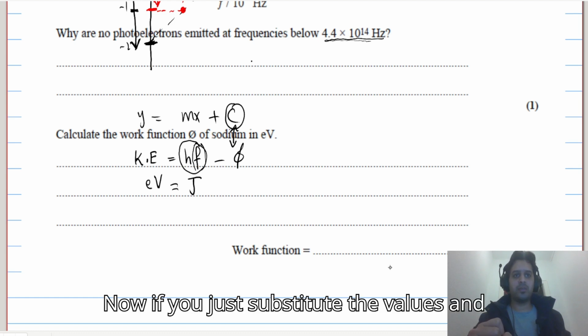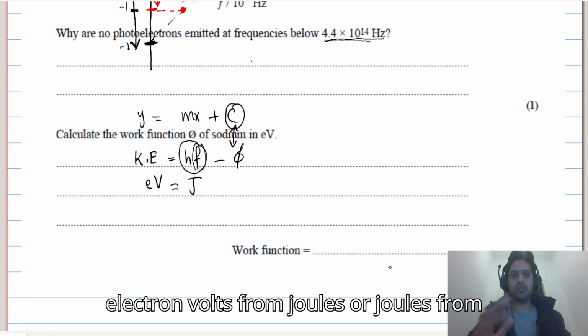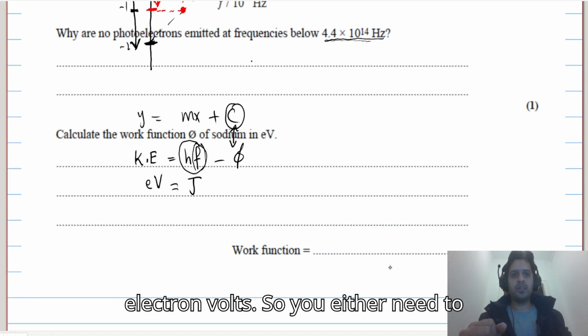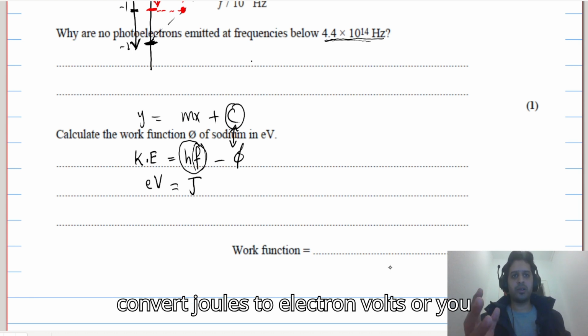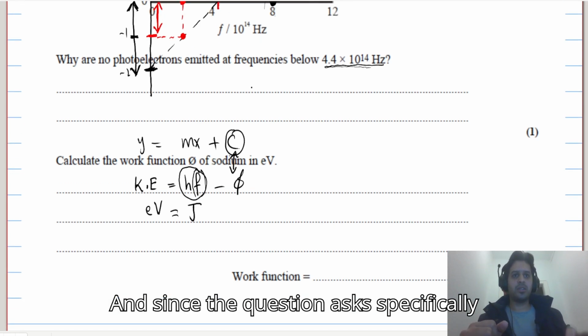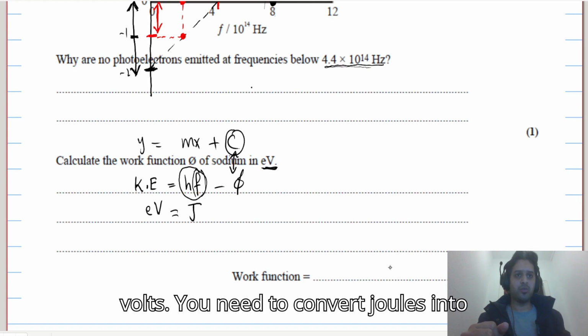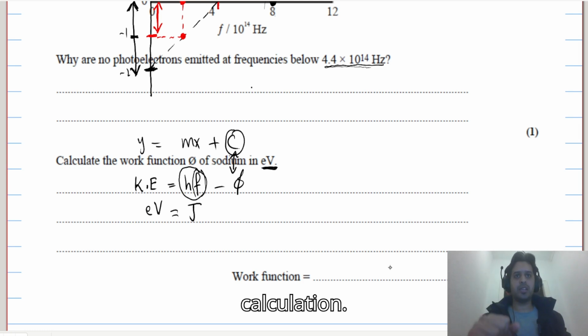Now, if you just substitute the values and rearrange for phi, you cannot subtract electron volts from joules or joules from electron volts. So you either need to convert joules to electron volts, or you need to convert electron volts to joules. And since the question asks specifically to calculate work function in electron volts, you need to convert joules into electron volts and then do your calculation.